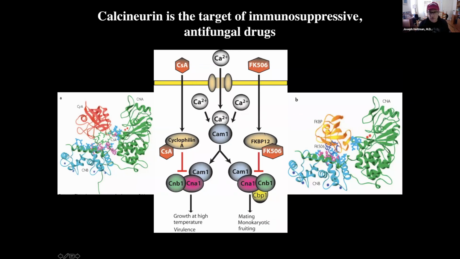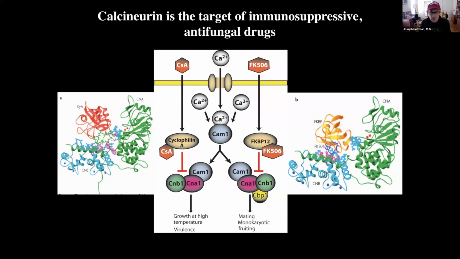It diffuses into the cell, it binds to a protein called FKBP12 to form a high affinity complex, which then binds to and inhibits the calcineurin phosphatase, a complex of a catalytic and regulatory subunit and calmodulin. Similarly, the other natural product, cyclosporin, binds to cyclophilin and also inhibits calcineurin.